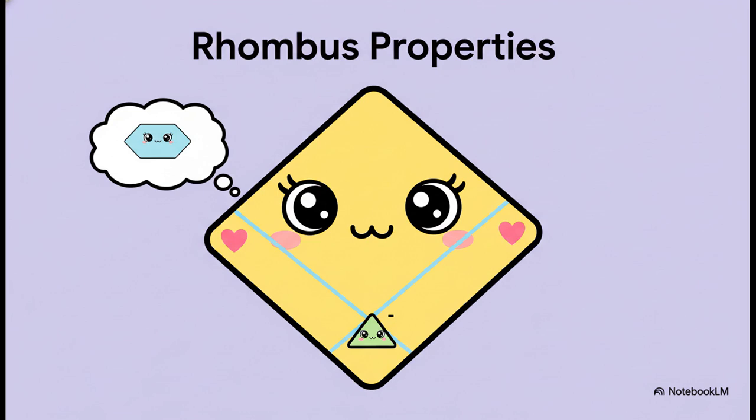Just like the rectangle, it has its own special side effect. It forces the diagonals to cross at a perfect 90-degree angle. So, same rule applies here. Every rhombus is a parallelogram, but most parallelograms aren't rhombuses.